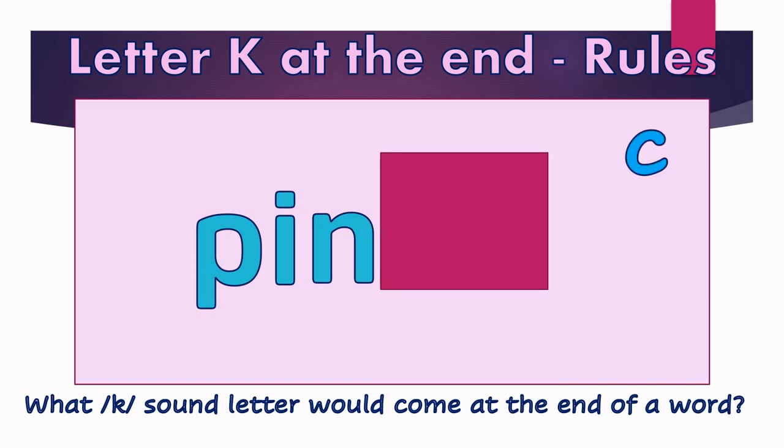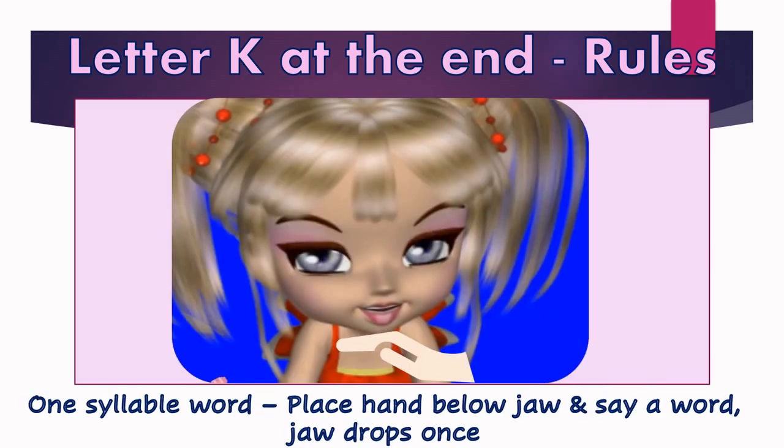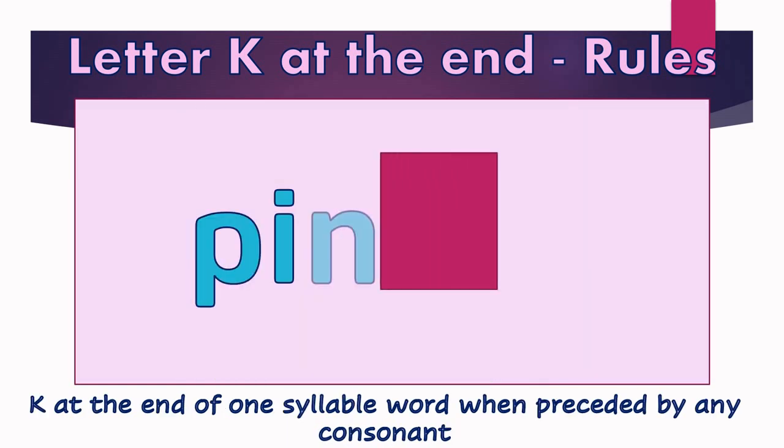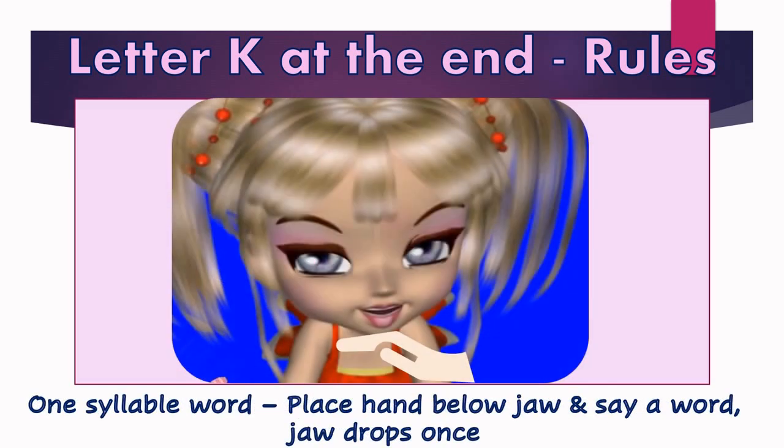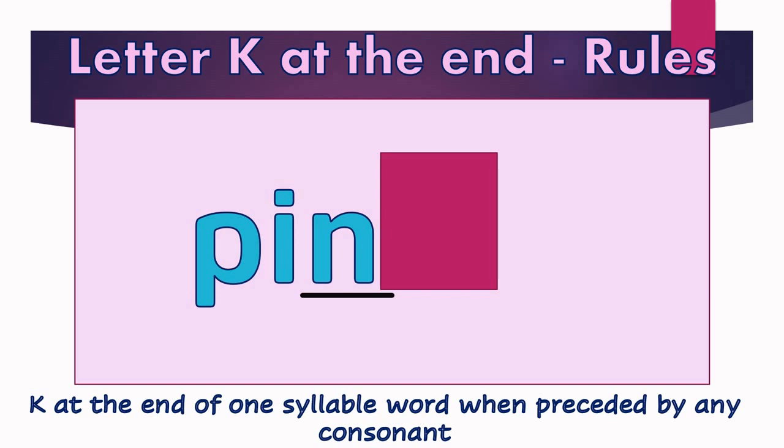So to find what letter sounding K would come here, let's check the syllable of the word. So place your hand below the jaw and say pink. Now say how many times your jaw dropped. One means pink is a one syllable word, so K would come at the end.